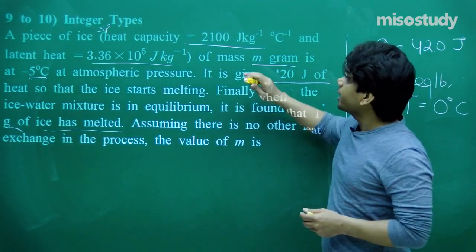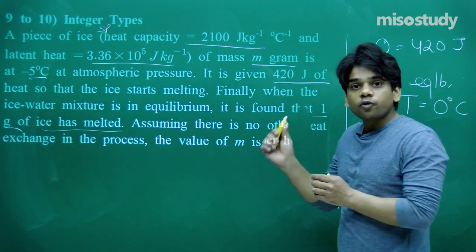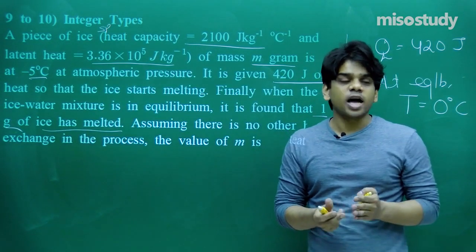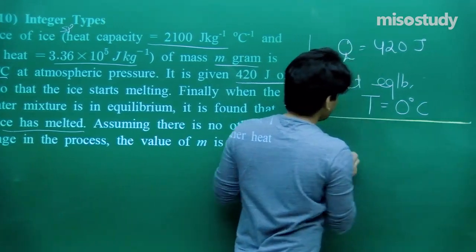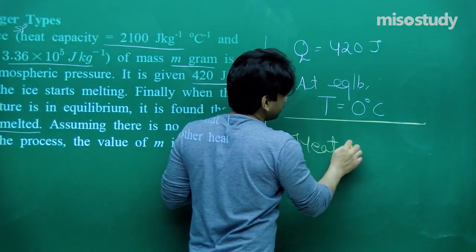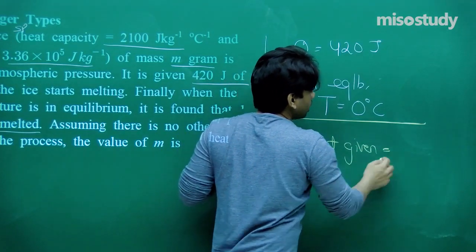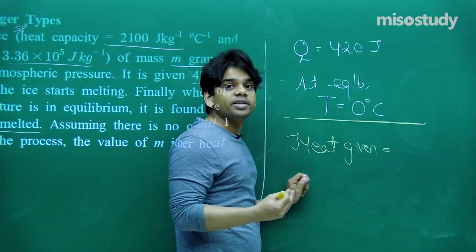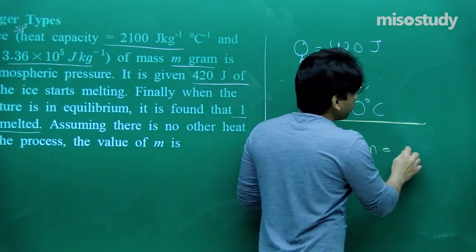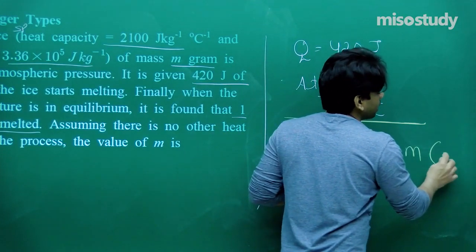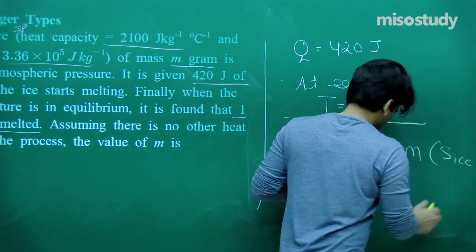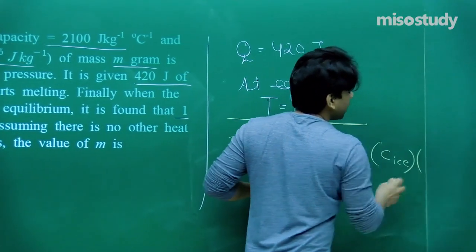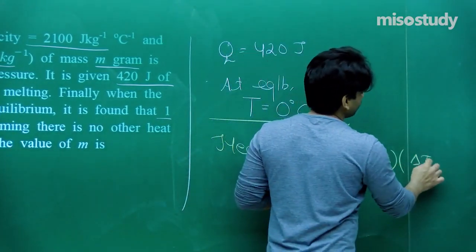So you have taken m gram of ice. First of all, you have to take m gram of ice from -5 degrees Celsius to 0 degrees Celsius. This is what is happening. So let me write down, heat given is equal to heat taken by ice to get raised in temperature from -5 degrees Celsius to 0 degrees Celsius. So you have to take m into specific heat capacity of ice. Let me write this as C of ice, multiplied with change in temperature, that is actually 5.